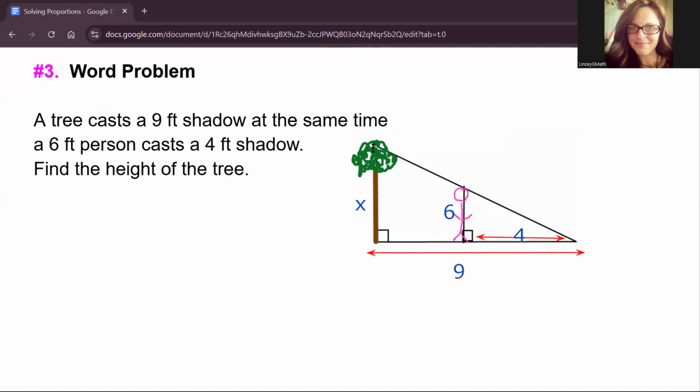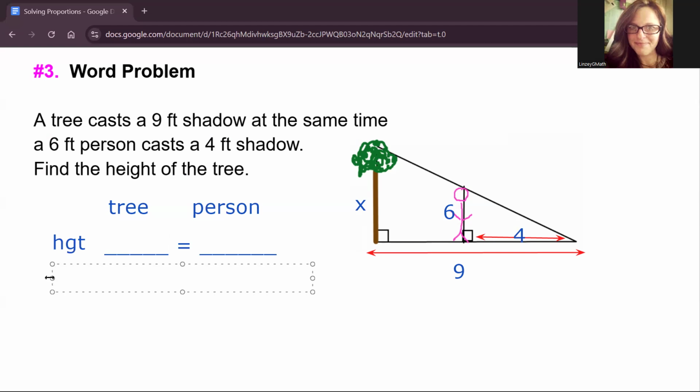So here's our diagram all filled in. And we've got the big triangle and then the little triangle. Now let's set up our proportion. I'm going to put tree in one proportion and person in another proportion. I'm going to put height in the top and shadow in the bottom. Tree height is x, that's what we're looking for. Tree shadow is 9 feet. Person height is 6, and person shadow is 4.